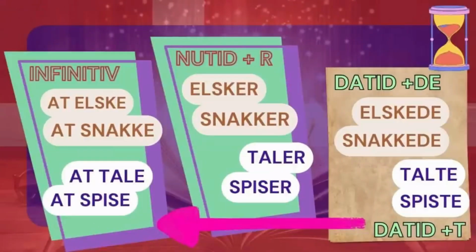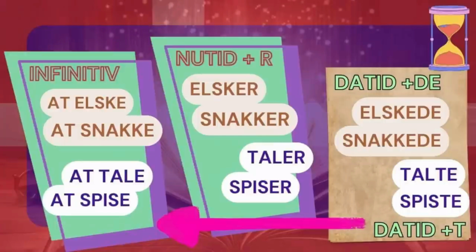As you can see on this beautiful slide, we have two groups to take a look at here. I've written the nutid plus er, which we talked about last time, and I've written the datid. We have, for example, plus de. And when I say plus de, I'm referring back, as you can see by my arrow, to the infinitive. So in the past tense of at elske, to love, we add de to elske, and it becomes elskede. Likewise, with snakke, we add de, it becomes snakkede.